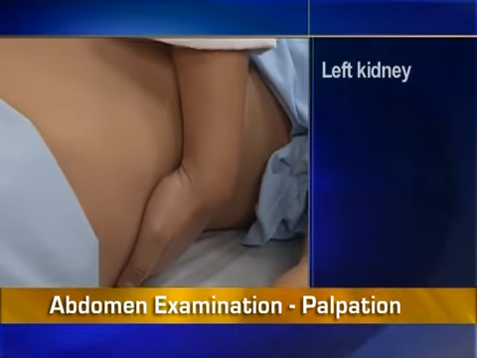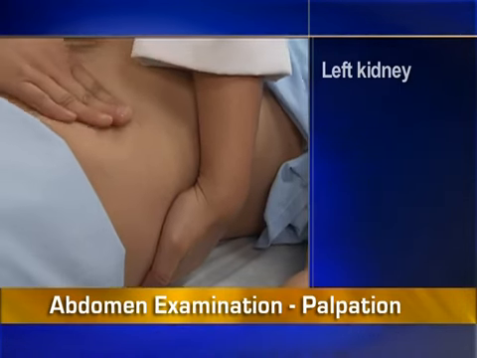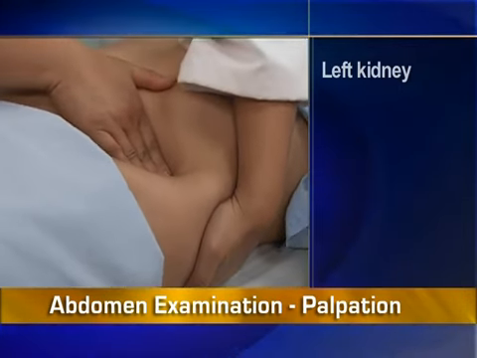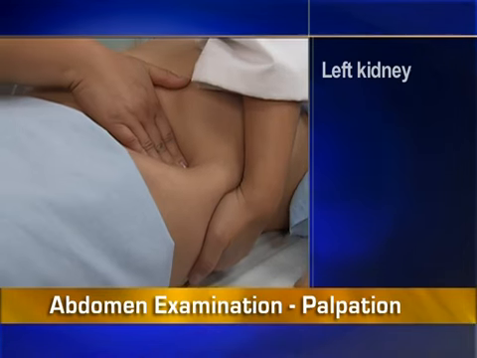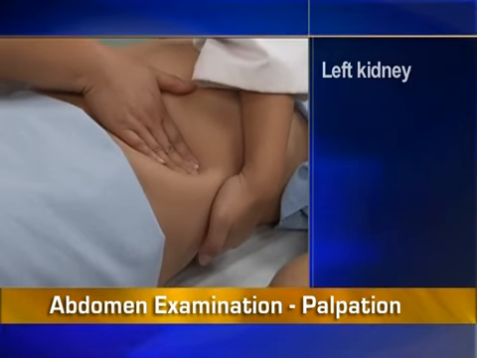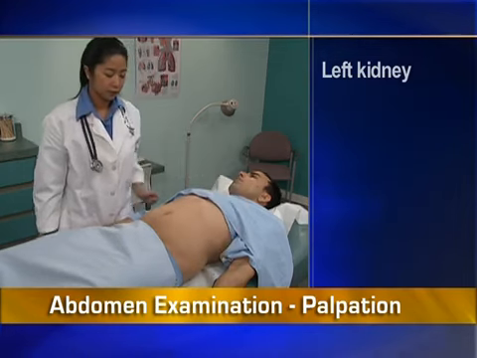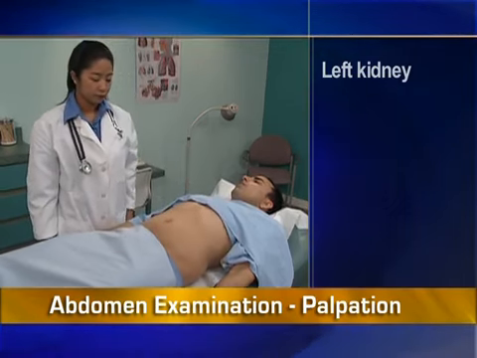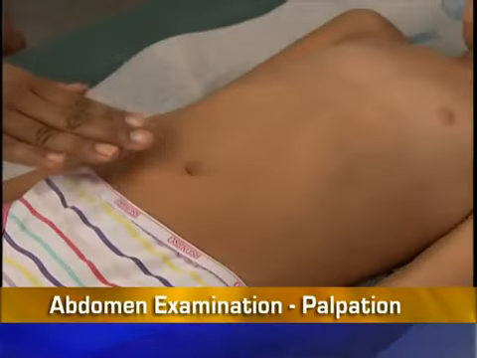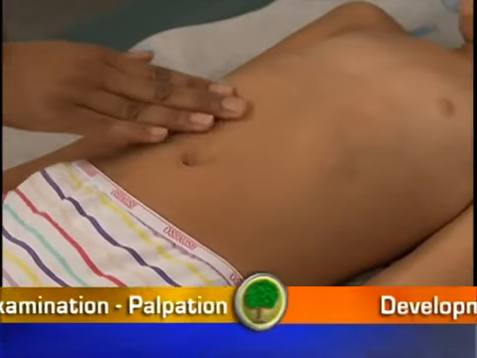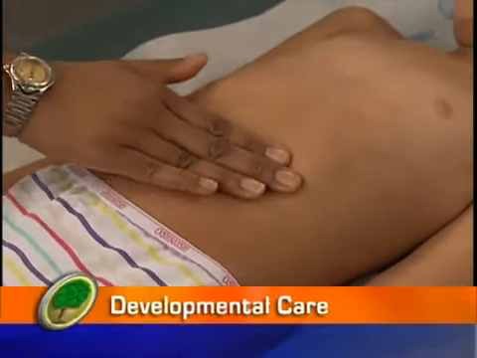For the left kidney, reach your left hand across the abdomen and behind the left flank for support. Then push your right hand deep into the abdomen and ask the person to breathe deeply. In adults, the left kidney should not be palpable. In young children, the edge of the kidneys, liver, and spleen are easily palpable.